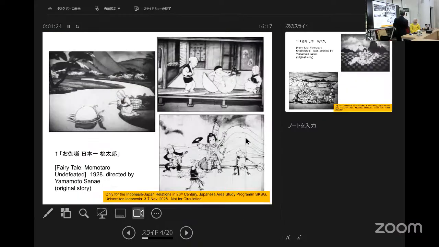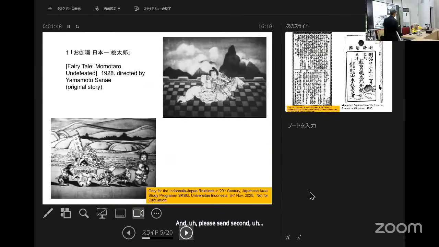And this is the original Momotaro story. I think in Indonesia this old Momotaro folk tale is so famous, and many people know these stories. And please send the second slide. This also contains the original.